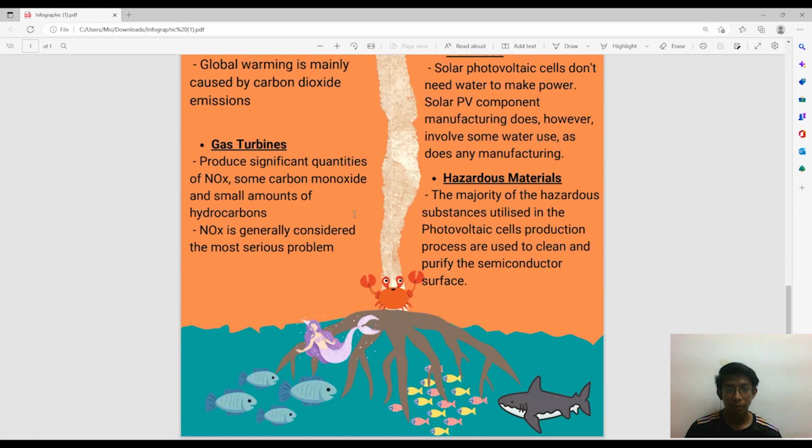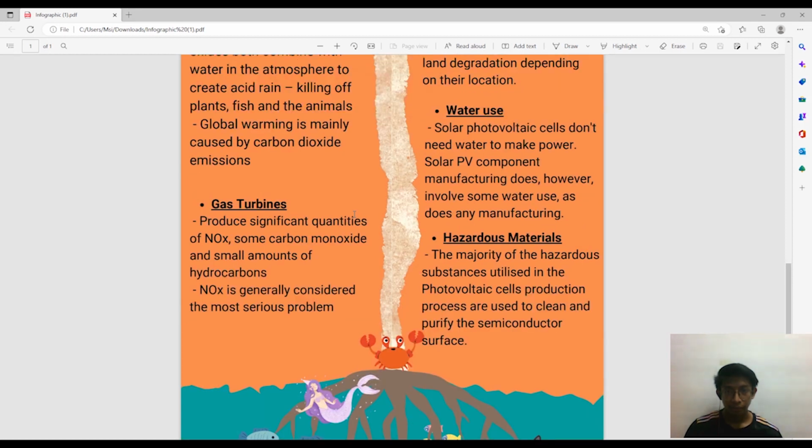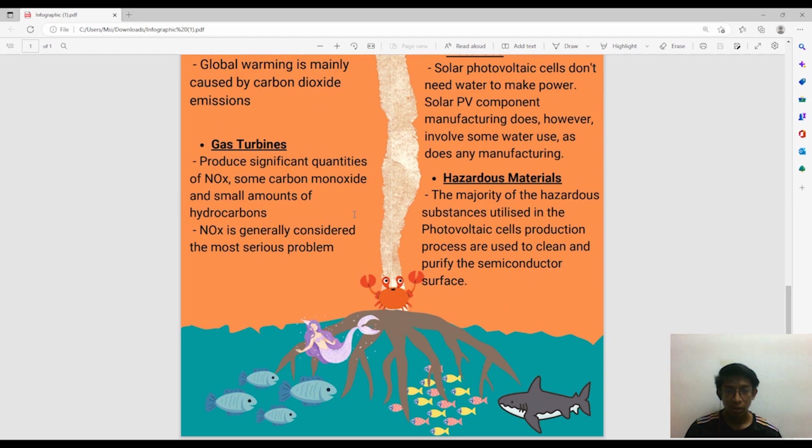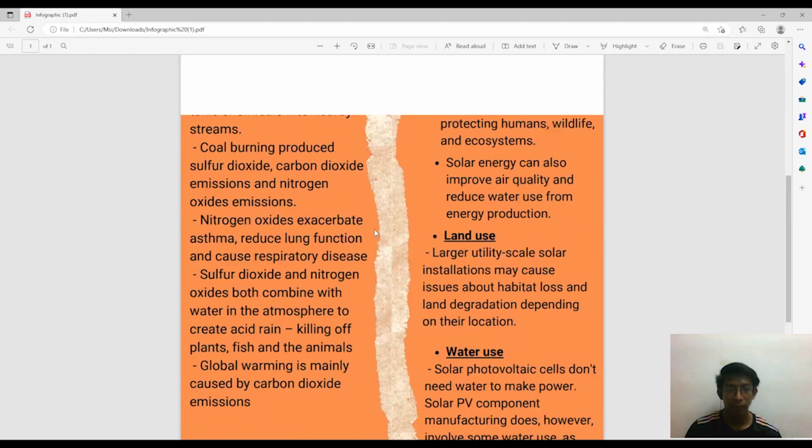The next example of conventional power generation is the gas turbine. Gas turbines produce significant quantities of nitrogen oxides, some carbon monoxide, and small amounts of hydrocarbons. Nitrogen oxide is generally considered the most serious problem.